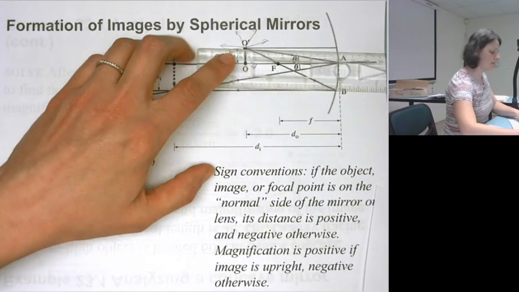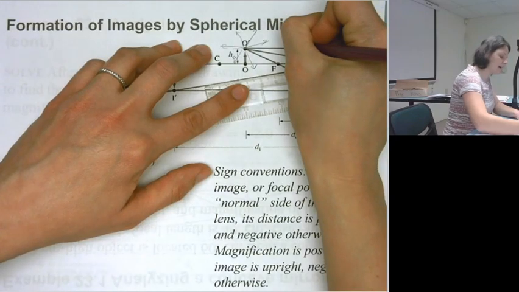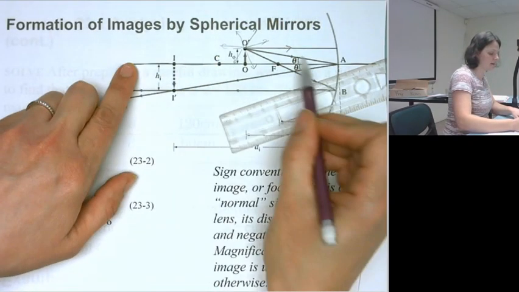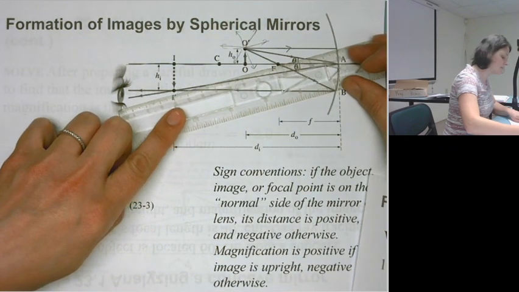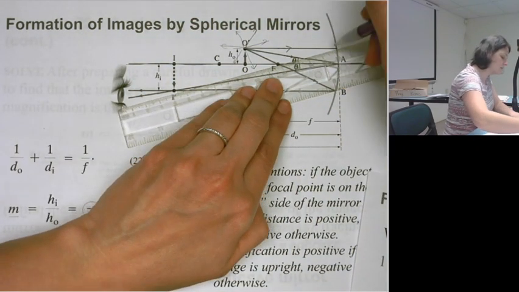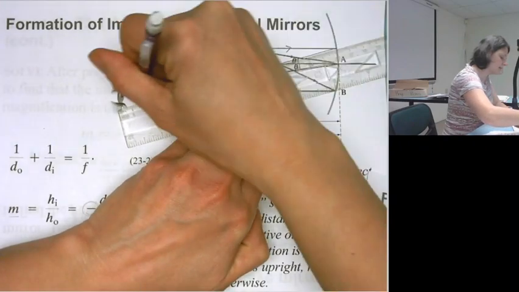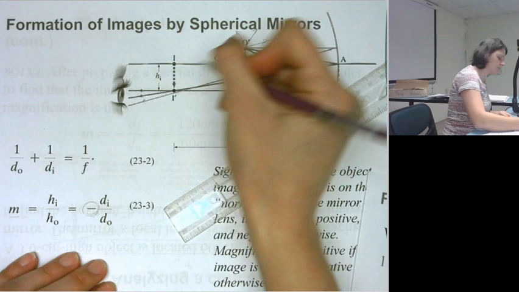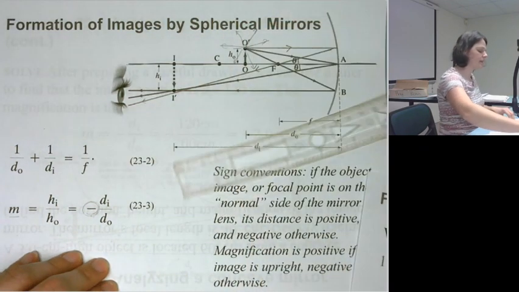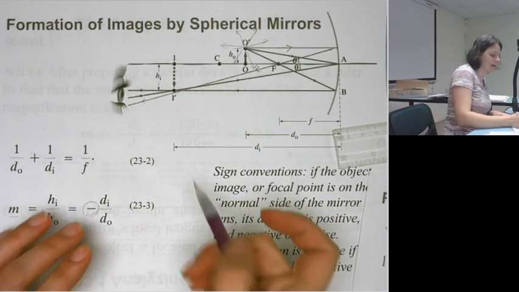Right, so it comes in parallel to the axis. So this is the axis, so it comes in parallel. And then it's going to hit this and bend and go out through the focal point like that. And there it goes. So now we have 3 rays.